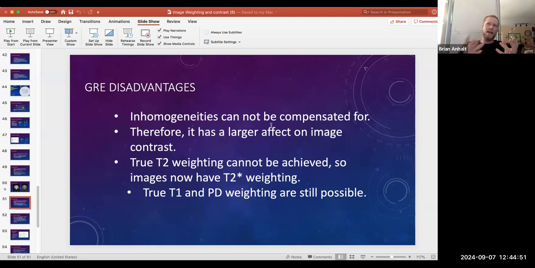So when we talk about gradient echo sequences, we can't get T2 weighting. We can get T2 star weighting. Because now the differences in tissues dephasing is going to be due to spin-spin interactions, also inhomogeneities and susceptibilities. All of that is going to determine how much dephasing has occurred when we collect the echo. So we cannot call gradient echo sequences T2 weighted anymore. If it is weighted towards T2, it's going to be a T2 star weighted gradient echo. But we can still achieve true T1 and PD weighting.